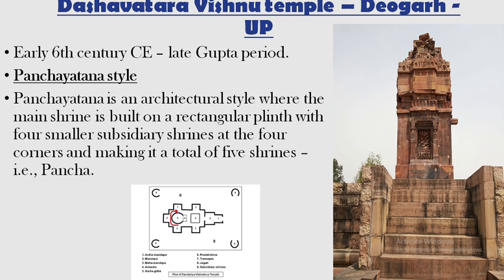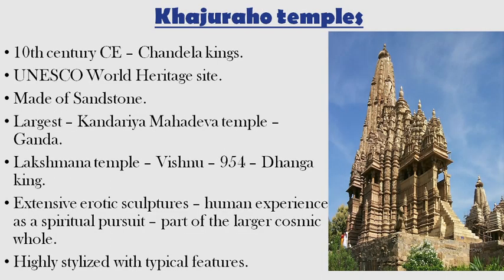The main shrine is built on a rectangular plinth with four smaller subsidiary shrines at the four corners, making it a total of five shrines. So there will be one in the middle and four on the other four corners. Got it? Panchayatana, Pancha means five. So in the middle there will be one main deity and the other four corners will have other deities. So a total of five deities will be placed in this temple. The best example is this Dashavatara Vishnu temple, which is in Uttar Pradesh.